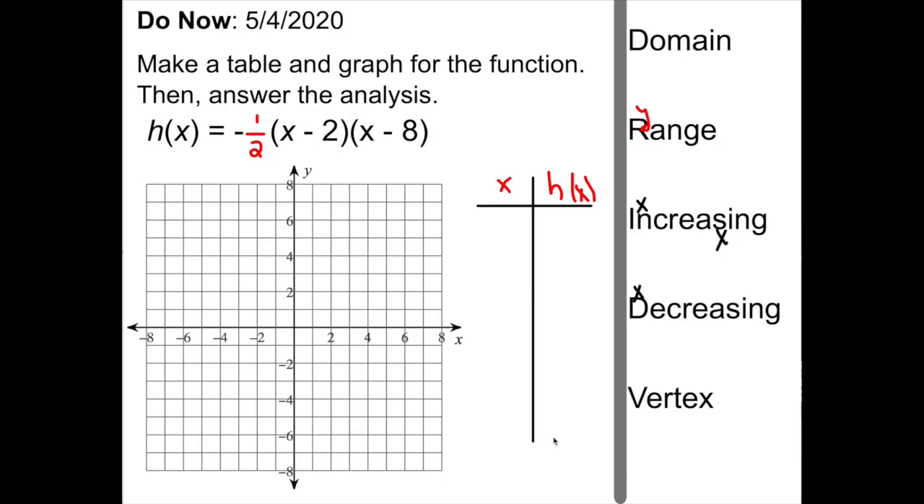This is Mr. Murray coming to you with a do now for May 4th, 2020, and may the 4th be with you. So make a table for this function and then answer the analysis questions. As a reminder, the domain, increasing and decreasing, are intervals of x values. The range is an interval of y values, and the vertex is a point. And remember, think about things like infinity and negative infinity in your answers.